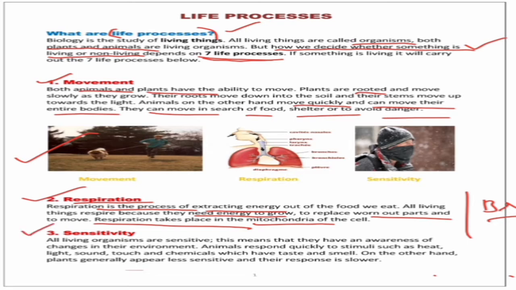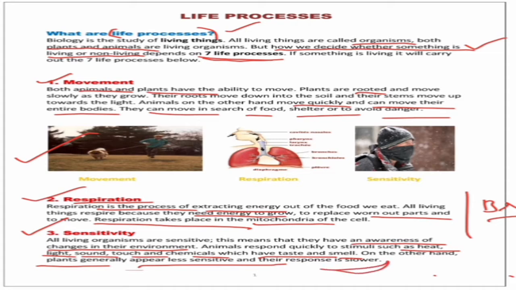Now the third character is sensitivity. Sensitivity means we are all aware of what happens around us. Whatever change happens in our surroundings, we are able to understand that, right? Whether it is heat, light, sound, touch, chemical, taste or smell, we are able to identify that, right? Because we are sensitive. Not only animals, even plants can be sensitive, but their sensitivity is slower than ours.